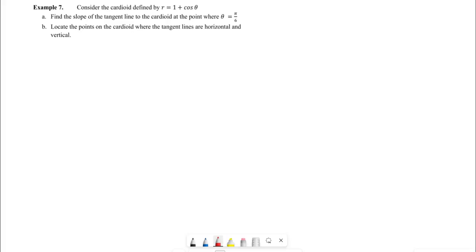We have a problem here: to find the slope of the tangent line of this cardioid, r is equal to 1 plus cosine theta. This is a polar equation, at the point theta is equal to pi over 6.